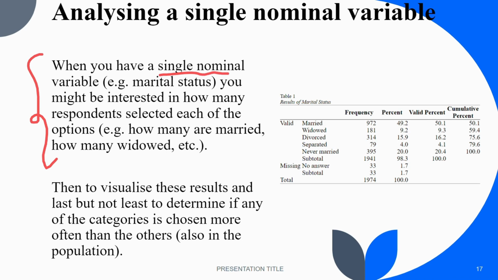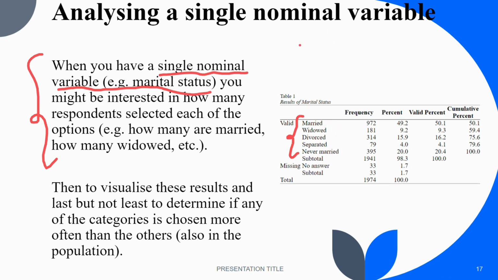If there is a nominal variable, marital status, we want to know whether there is equality in all the categories or is there any preference for any particular category. So these are the 5 categories: married, widowed, divorced, separated, never married. Is there any preference for any of these categories, or are they equally distributed?